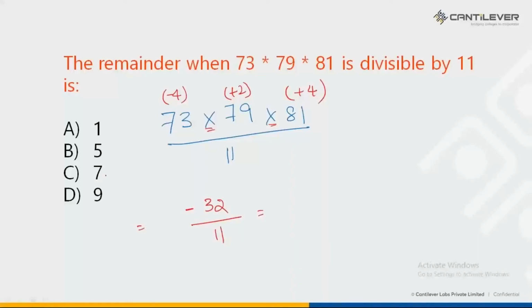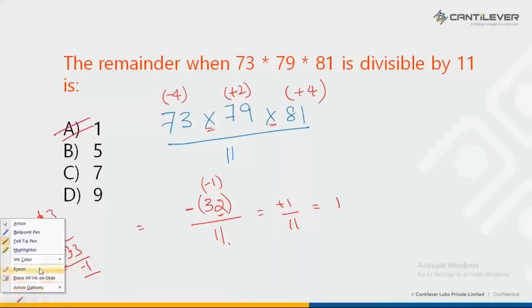Until you reach a number which cannot be further divisible by 11, you have to keep repeating this process. Now 32 will get cancelled for minus one time in the 11 table, because 11 threes are 33, so minus 1. So minus into minus is plus 1 divided by 11. So what is the remainder? Clear, everybody? Should I repeat it again?